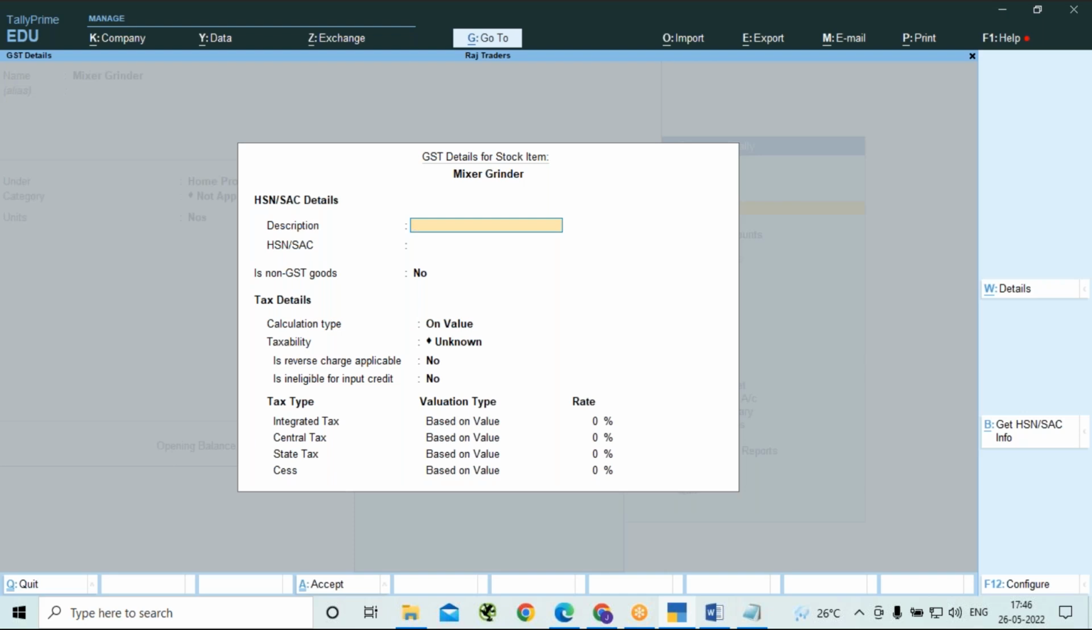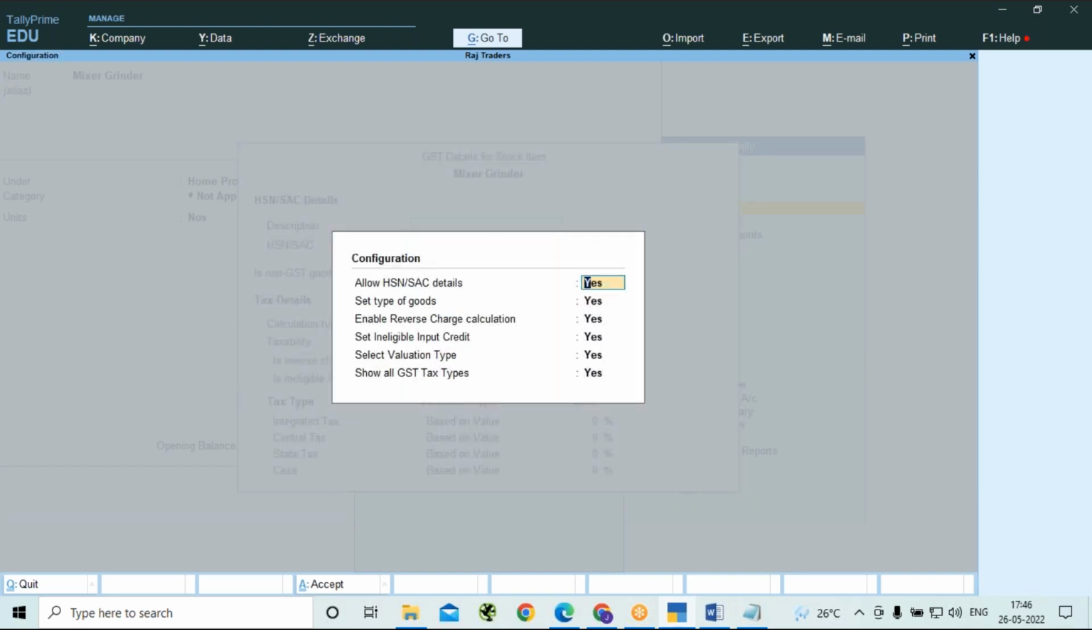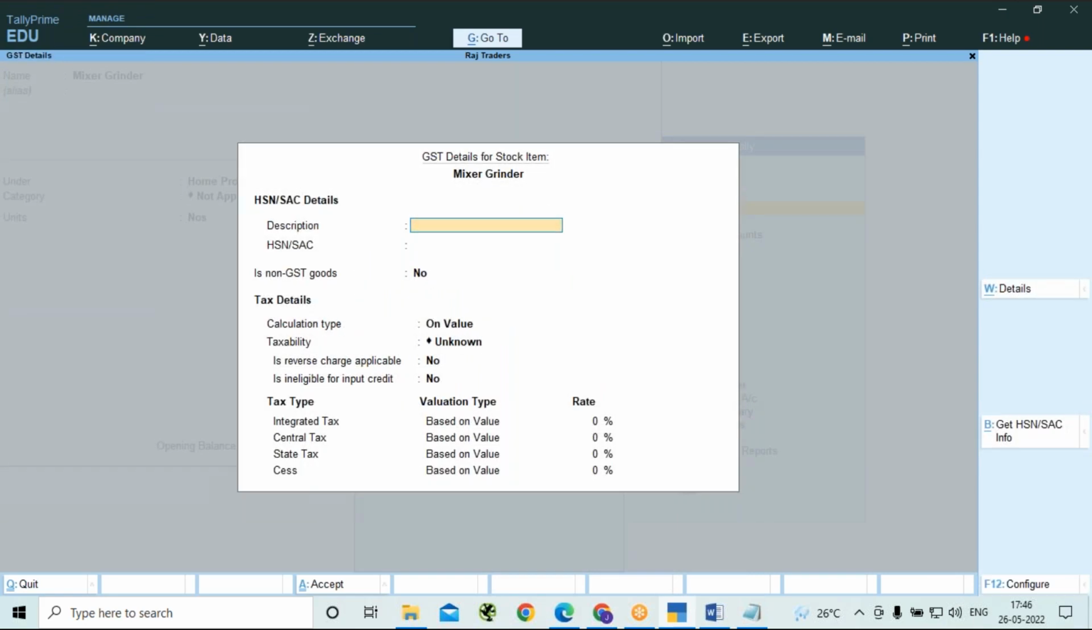And for the very first time, when you are in the GST details screen, press F12 and keep all these options as yes, so that you will not miss out any option. Only for the first time. Every time it's not required, because once it is yes, it is yes. Accepted. Next, the description. The description will be the name of that goods as per the GST list of items. Whatever name I have given as the item name, I'll give the same name.